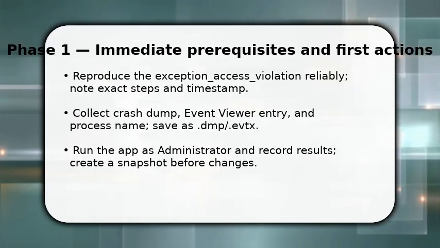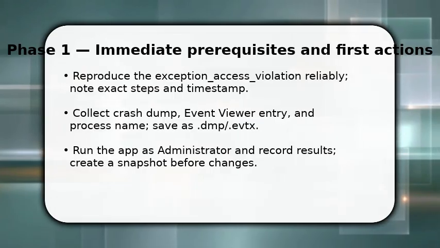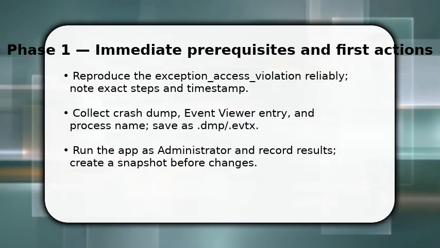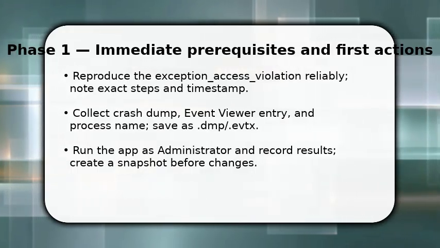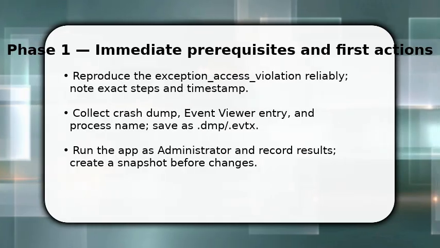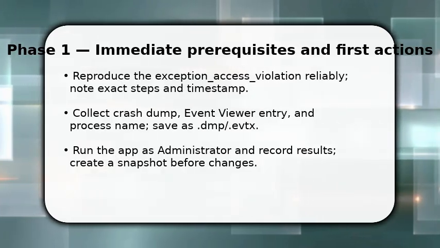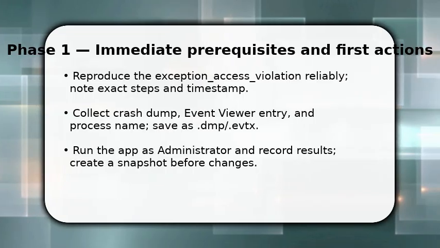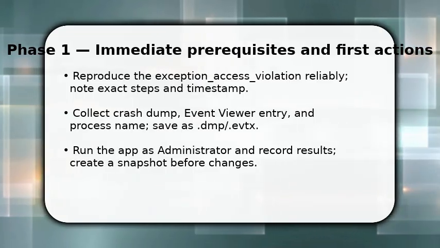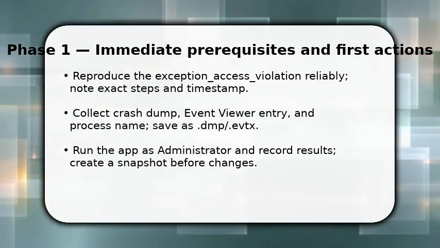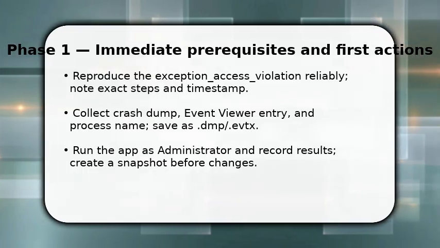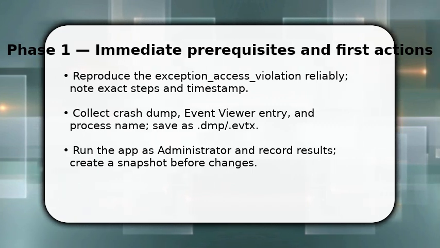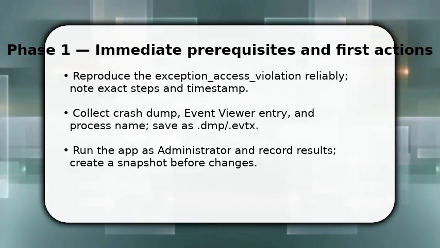You start by capturing evidence quickly, reproduce the exception access violation, and note the exact steps, time, and process name. Once done, collect a crash dump and the event viewer entry, saving them as DMP and EVTX files so you can analyze later. Make sure to run the application as administrator to see if privileges are the cause, and take a system snapshot or restore point before changing drivers or registry entries. This preserves a rollback if anything breaks.